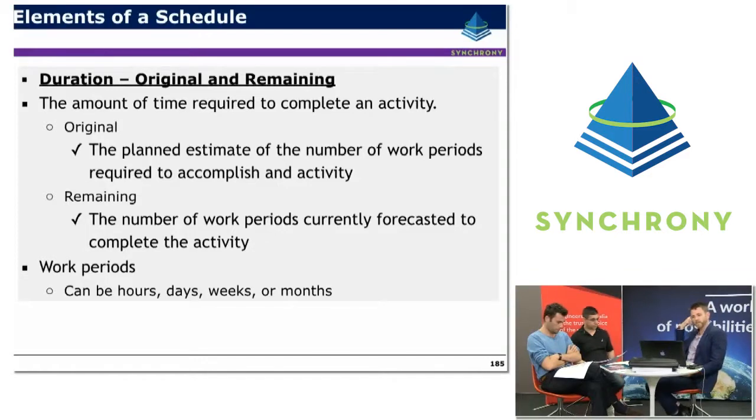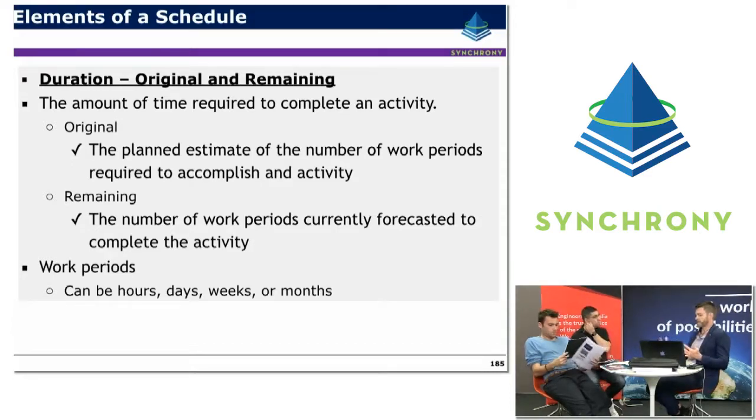The elements of a schedule basically include duration, both the original duration of the schedule and the remaining duration. The original duration is basically the planned estimate of the number of work periods at the beginning, whereas the remaining is basically the number of work periods currently forecast for the remaining activity or project. And the number of work periods depends on the way that your work periods are broken up in your schedule, but it can be hours, days, weeks or months.